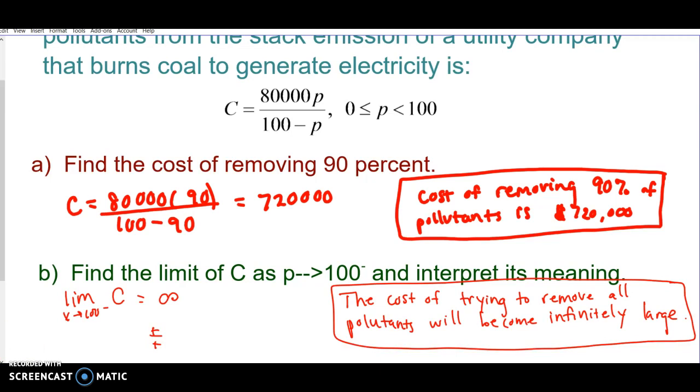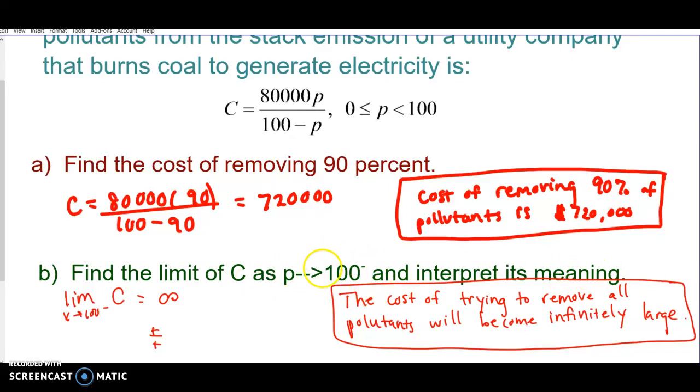Okay, so finding the cost of removing 90%. So I plug in 90, because P represents the percent of air pollutants. Plug in 90, I get 720,000. So don't forget, the word problem, the cost of removing 90% of pollutants is $720,000. Now I wanted to find the limit of C as P approaches 100 from the left and interpret its meaning.